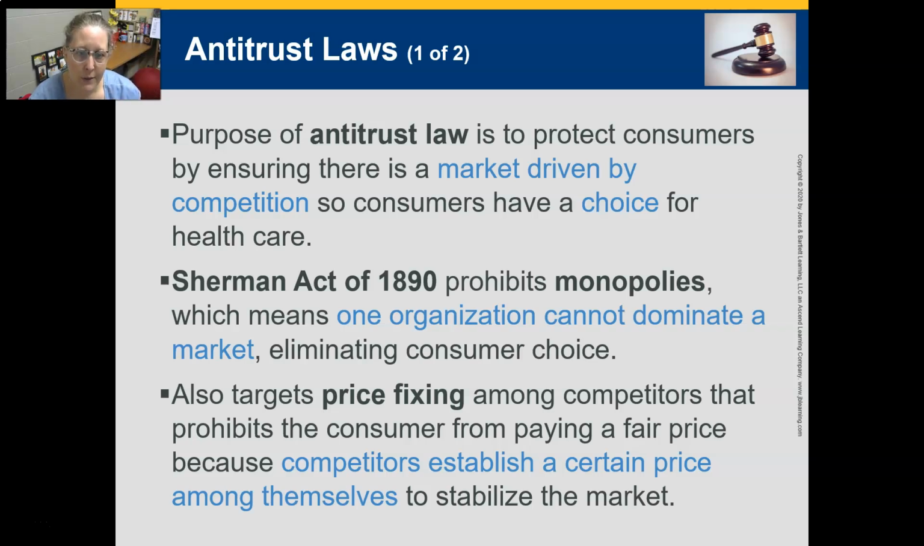The Sherman Act of 1890 prohibits monopolies, which means that one organization cannot dominate a market, which would eliminate consumer choice. This applies to healthcare, but also the entire industry, marketplace, business. It also targets price fixing among competitors. That prohibits the consumer from paying a fair price because the competitors establish a certain price amongst themselves to stabilize the market.